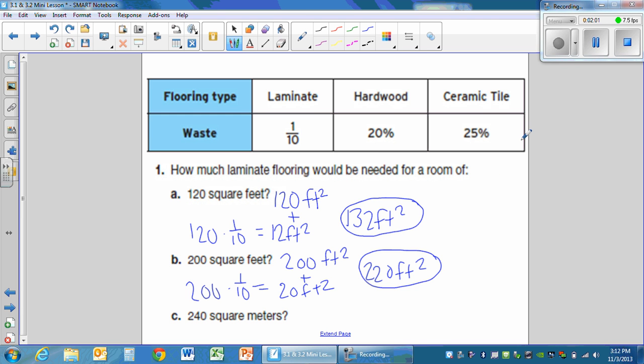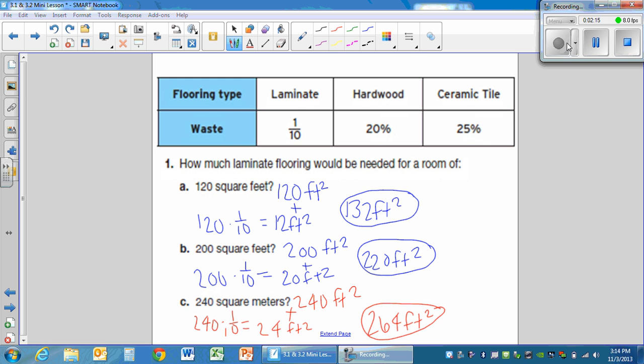I want you to go ahead and pause the video, try parts C and D on your own, and then when you're ready to continue, you can press play. For part C, you should have gotten an answer of 264 feet squared. We just used the same process as in A and B. We took the 240 square feet, and then we also needed to account for the waste by multiplying 240 by 1/10. We got 24 feet squared. Add the two together, and you should have gotten, again, 264 feet squared.